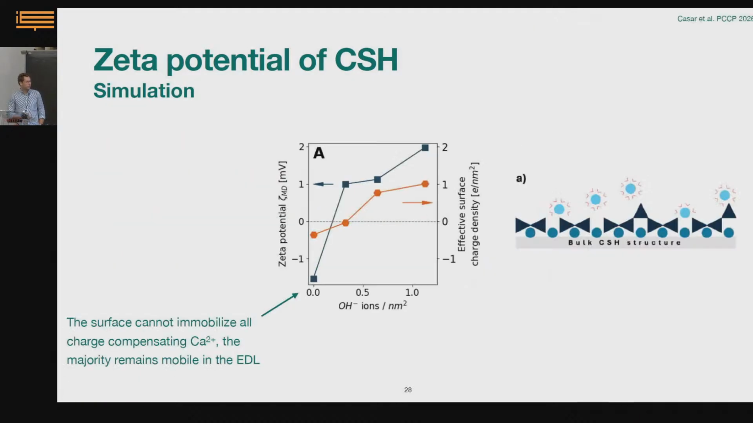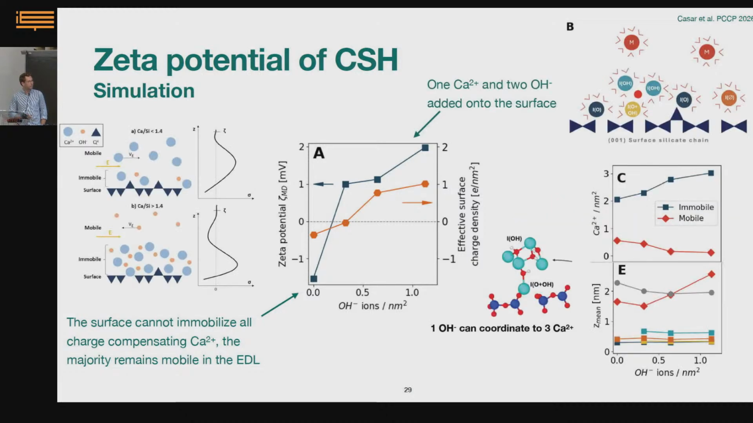So we did that, and we saw that in our first case, where we have a surface that's deprotonated and only has calcium on it, nothing else, we get negative zeta potentials. But then we progressively added OH minus groups close to the surface, okay? And as we added OH minus groups to the surface, the zeta potentials became positive and kept increasing. So we saw that from the simulations.